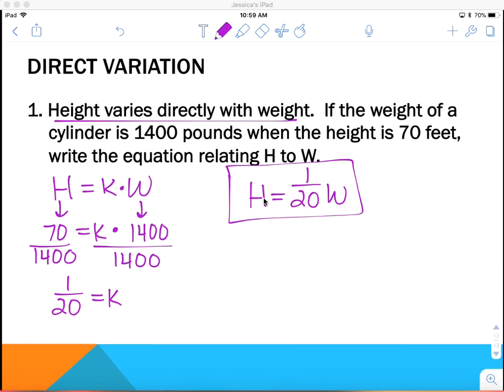That's it for our direct variation notes. Just remember y equals kx, and k is your constant of variation.